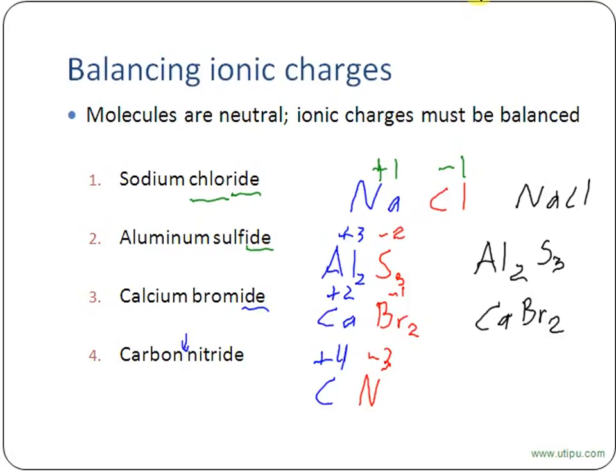So we've got these two right here. We got 4 and 3. The least common multiple here is 12, and so 3 times 4 gives you that one right there. 4 times 3 gives you 12 right there. So those two would cancel, and so our final compound is C3N4 for carbon nitride.